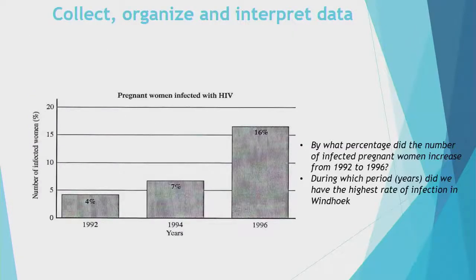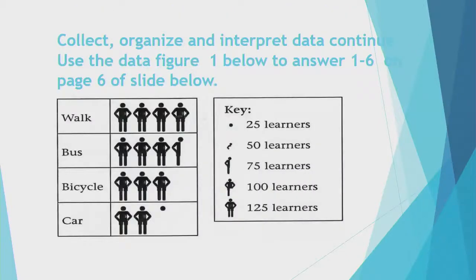Collect, organize, and interpret data. By what percentage did the number of infected pregnant women increase from 1992 to 1996? During which year did we have the highest rate of infection? So you have to look at the graph and then answer the questions. Then collect, organize, and interpret data.